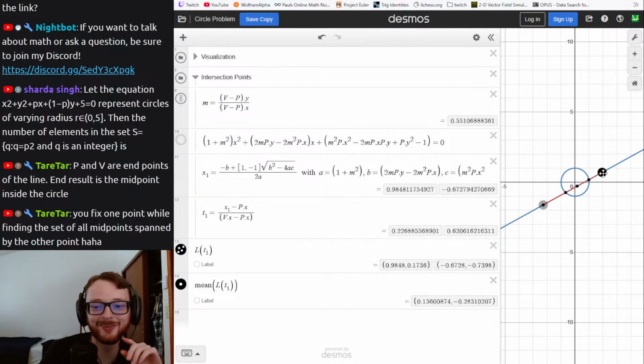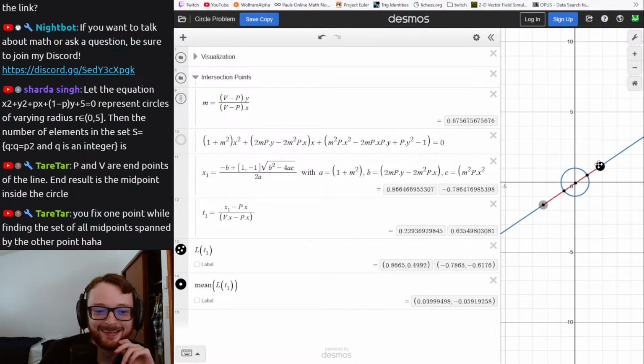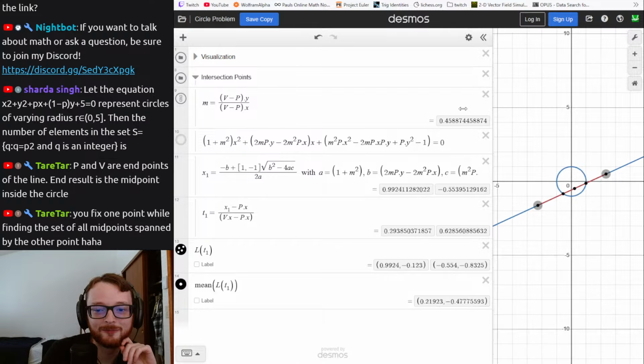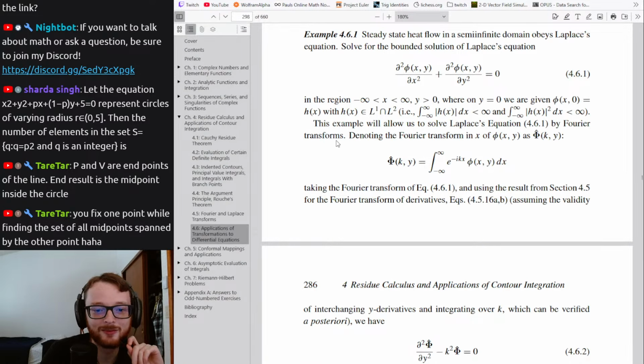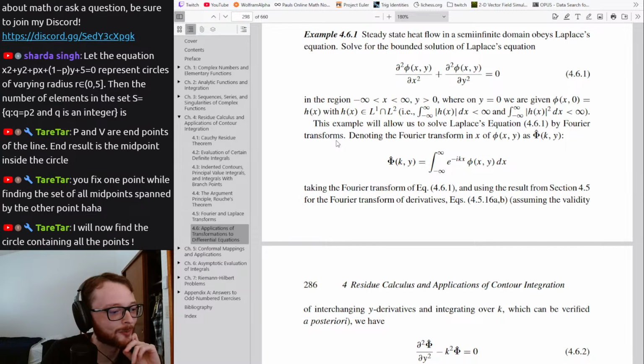Well, that's the question, though, Territar. It is cool that you were able to get it to find the midpoint like that, but I'm not sure if this answers it. I don't think we've proven that these midpoints lie in a circle, though. Or you've proven, I should say. Unless I'm misunderstanding you. Now find the circle containing all the points. Okay, and that's the question.